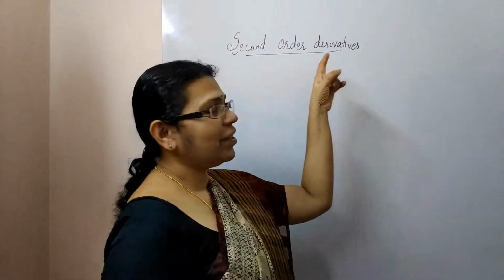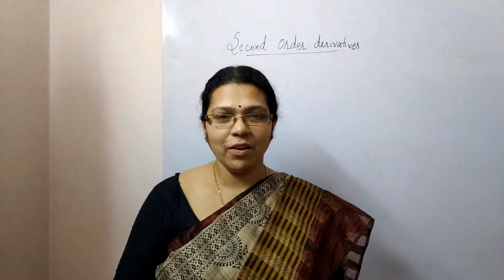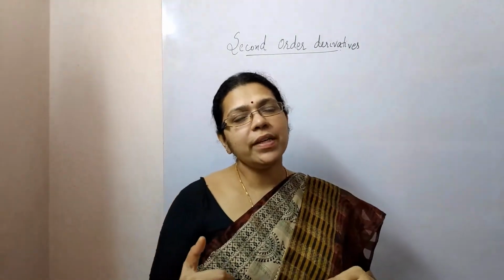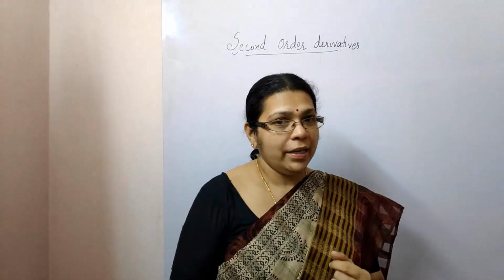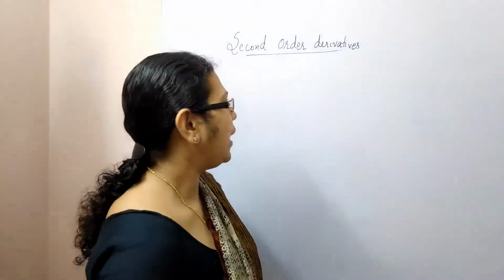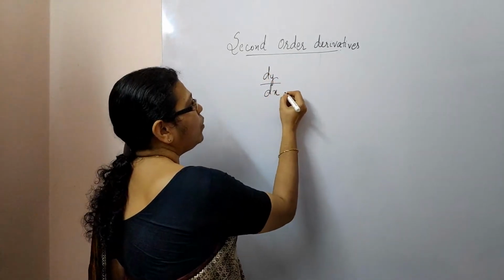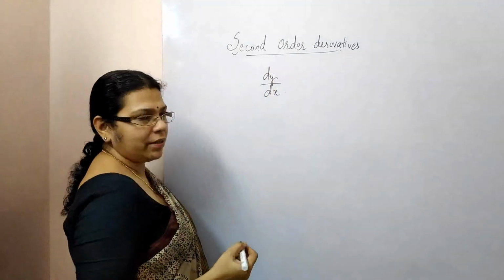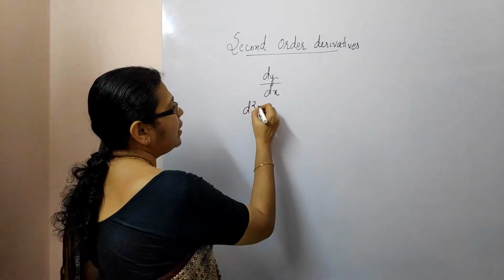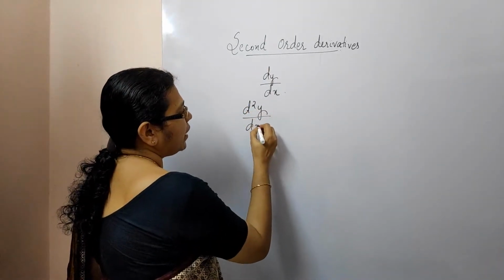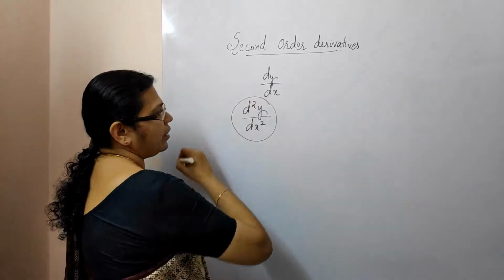Yes, children. So we come to the next session, that is the second order derivatives. So far we were discussing y is equal to a function f of x. We were trying to find dy by dx. In the beginning of the session I told you that dy by dx is the first order derivative. And now we are discussing the second order. Now the second order derivative is d square y by dx square. This is the second order derivative.